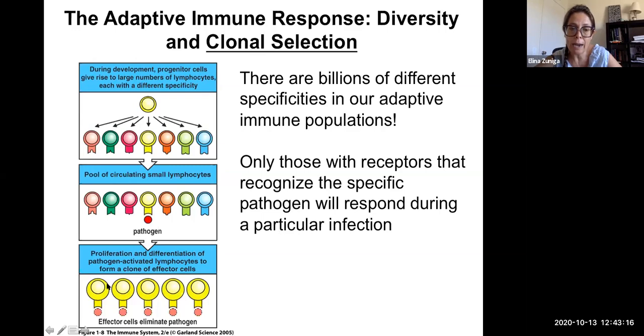to form clones that are not only increasing in numbers, right? But also during this process of differentiation, they acquire the capacity to exert effector functions, and we will see what these effector functions are. But these effector functions will allow these clones, that are larger in number and now are effectors because they have acquired the capacity to execute and perform these effector functions, to eliminate the pathogen.